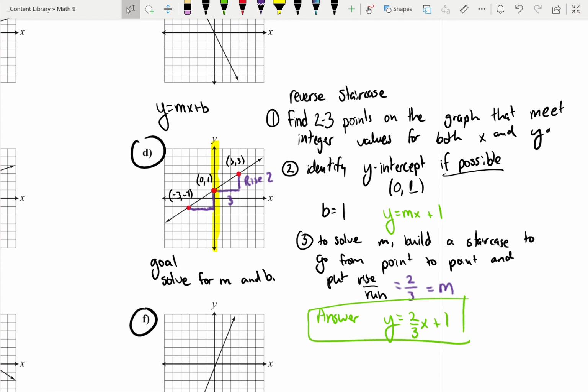Think about what we start with when we have to graph a line. We aren't given y or x. We're instead given m and b. So this is as far as I need to solve.